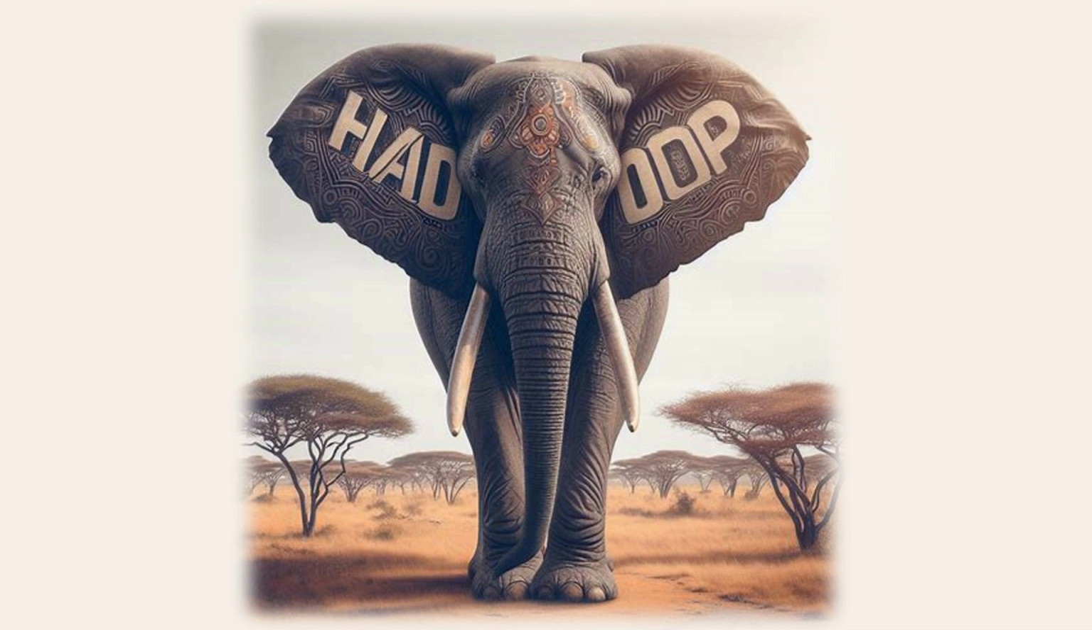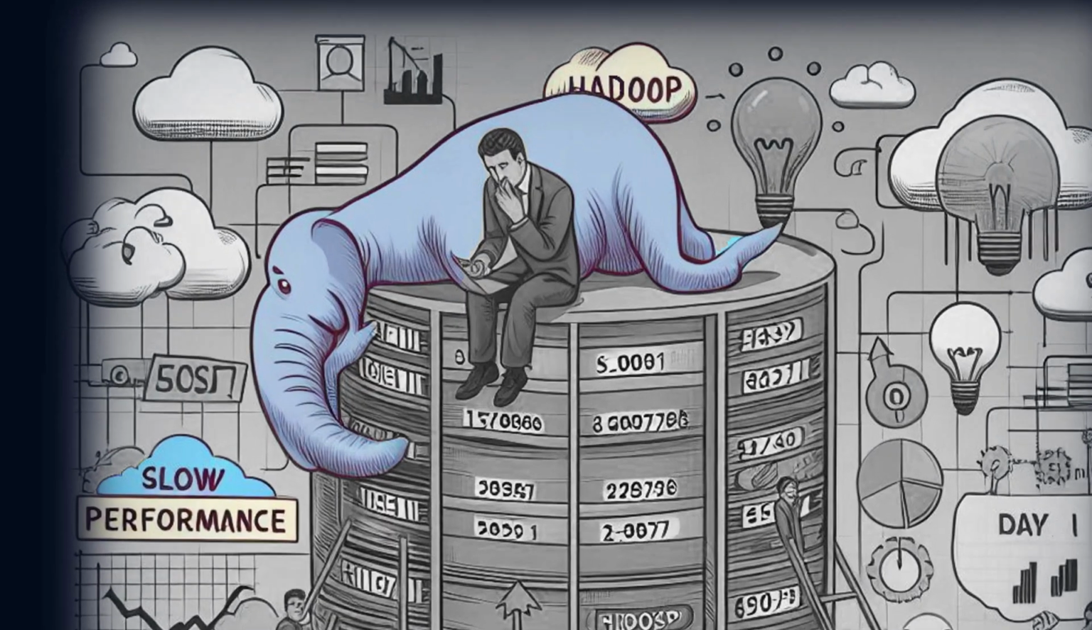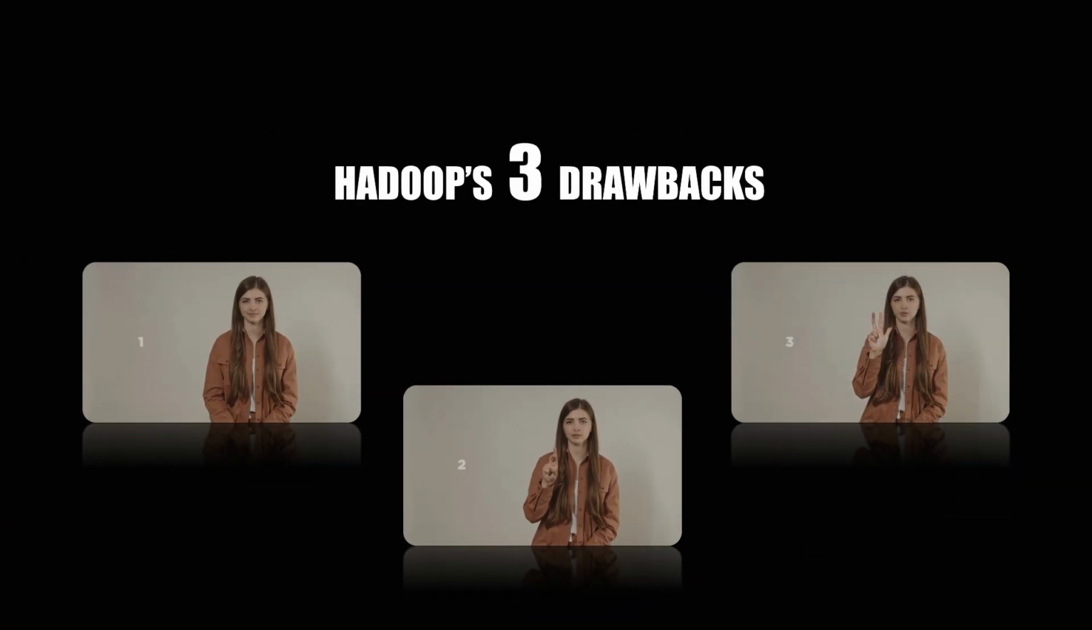So Hadoop, which was a giant elephant which captured the whole market at one point, started losing its popularity, and that was primarily due to slow performance. Now these were the three drawbacks of Hadoop.